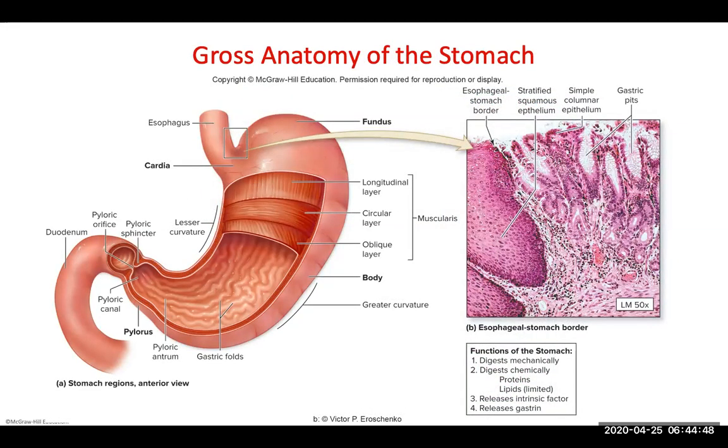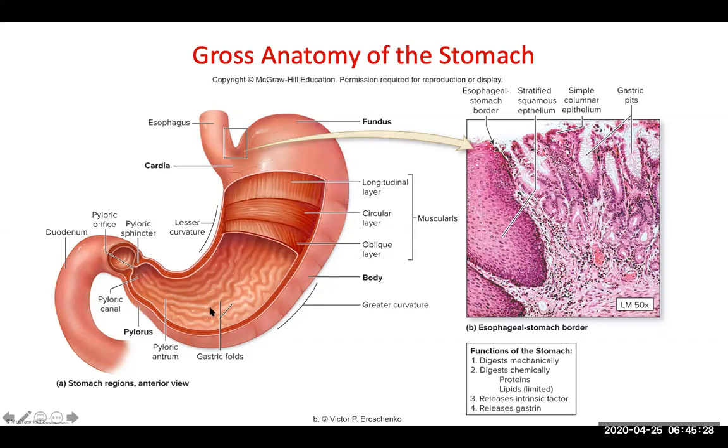Here's the gross anatomy of the stomach. It's divided into different regions. The cardia region is the area of the stomach that opens up right underneath the esophagus. The fundus is the upper dome-shaped part of the stomach itself. The body makes up the majority of the middle part of the stomach. The pylorus region makes up the end of the stomach, right as it's connected to the duodenum, which is the first part of your small intestine. The pyloric sphincter opens up from the stomach into the duodenum, and you can see that there.